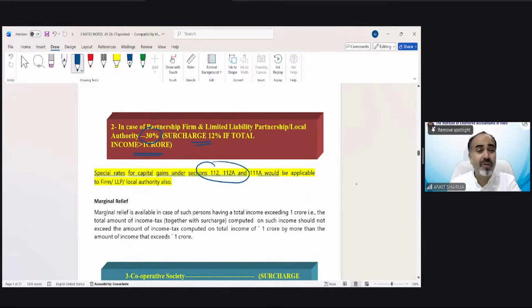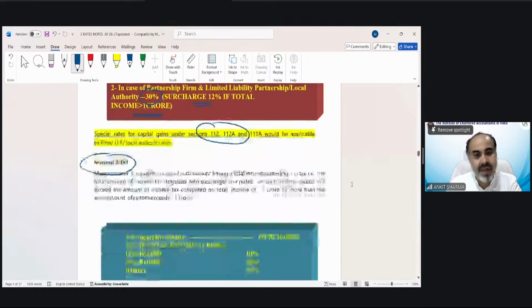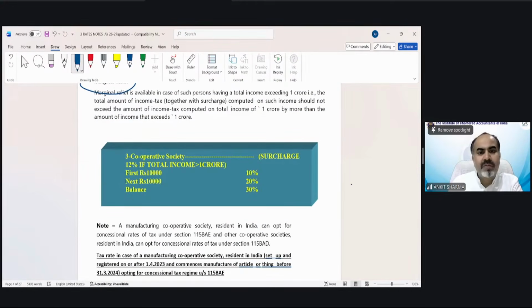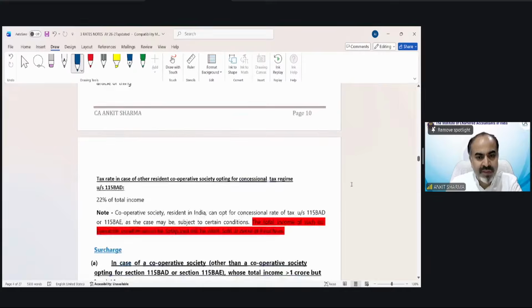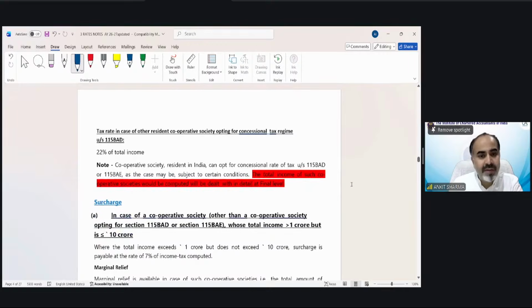Now there's a concept of marginal relief also. That also we will discuss later. What is marginal relief? We will understand the marginal relief concept first in case of individual, HUF, etc. Then we will automatically understand how to calculate marginal relief in case of partnership or LLP. The cooperative society rates, because this is not in your syllabus, you can just read out the rates of cooperative society. The calculation of tax would not be there for the purpose of examination. That would be a final level provision. So just need to go through it.